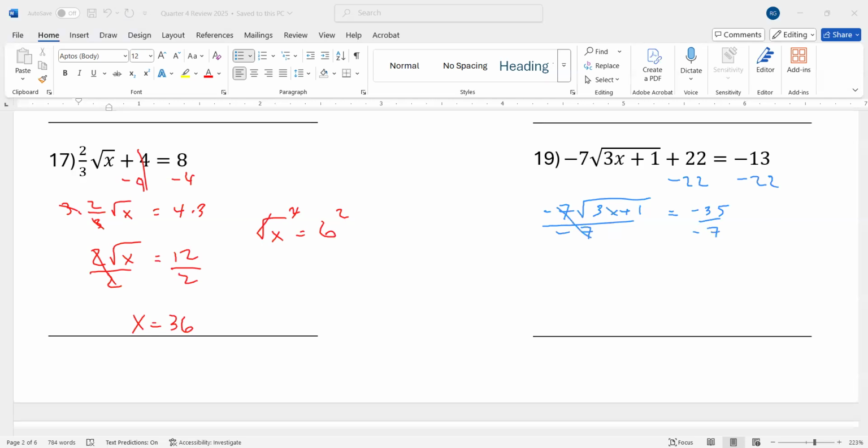And then it's nice because it turns it positive, right? The negative 35 divided by negative 7 is positive 5. There's nothing on the outside of the radical at this point. So now I'm going to go ahead and square both sides. Notice when you do that, it's not right away. 5 squared is 25. Now we're just solving this. Subtract 1. So 3x equals 24. Divide by 3 and x equals 8.